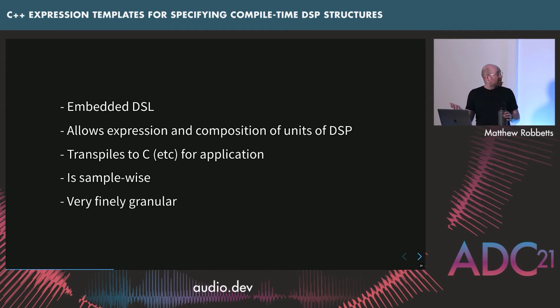So Faust is an embedded DSL, and it's designed for the expression and composition of DSP, so it really fits my brief in many ways. In terms of the way you use it, it transpiles to C or something else, so you can build it with an ordinary C compiler. The language is sample-wise, so there's no horrible blocks to deal with. And the composition overhead is very low, so you can make very granular statements in Faust and not worry that you're going to be burning time in the composition part.